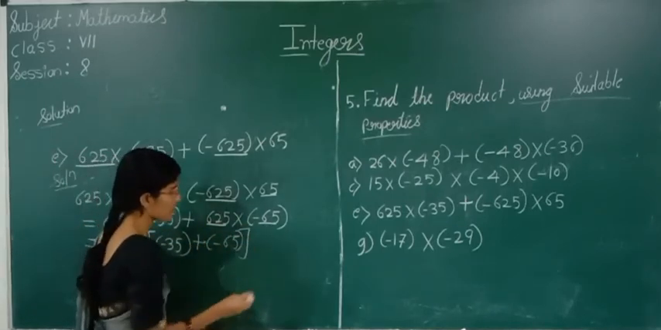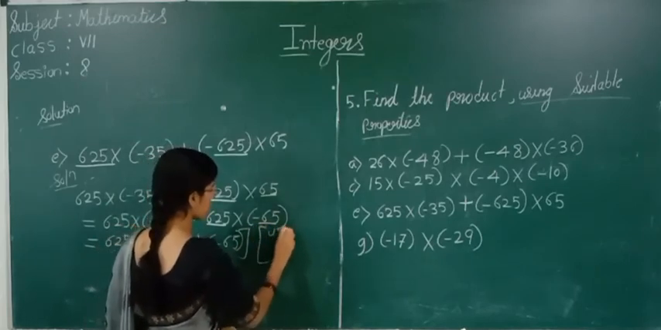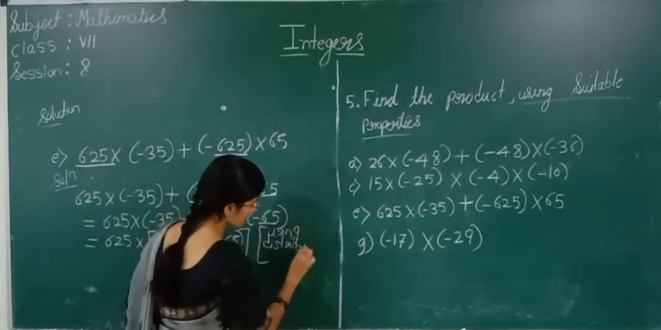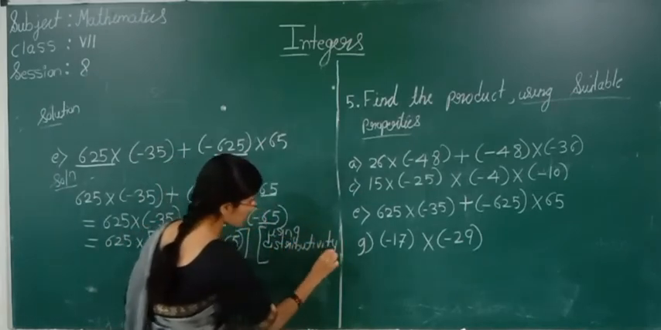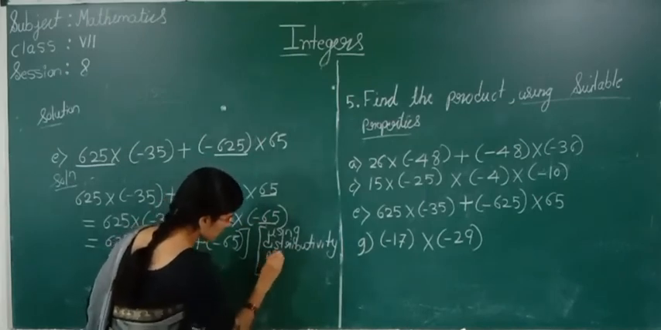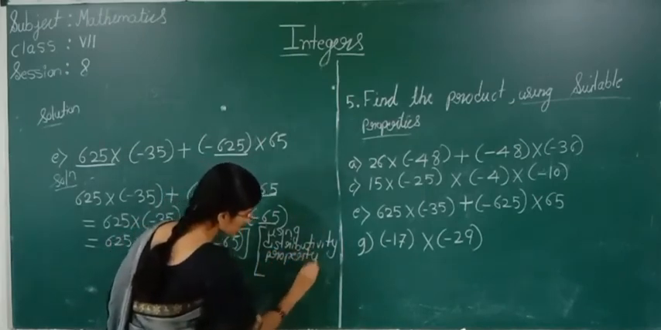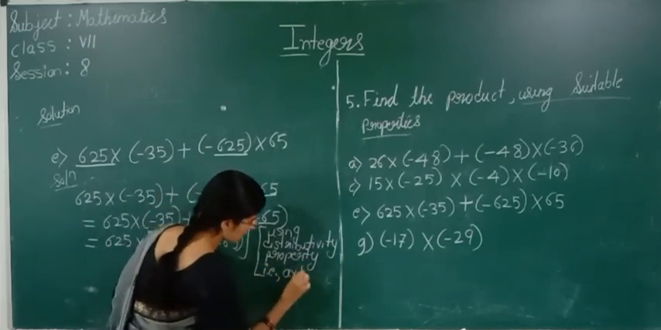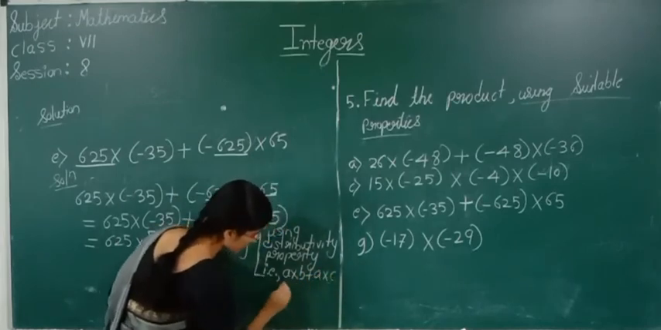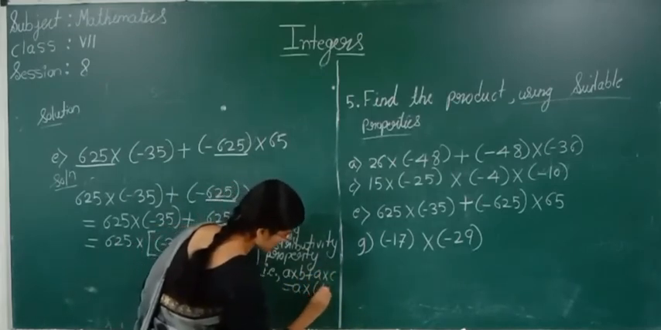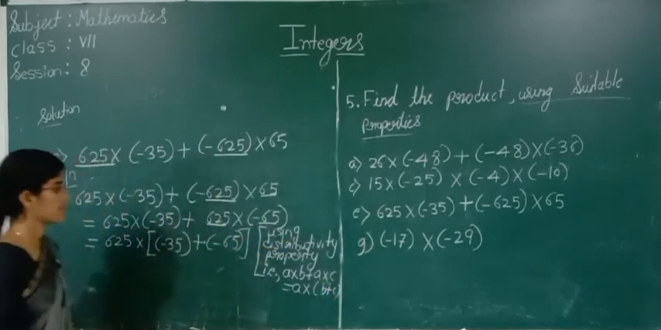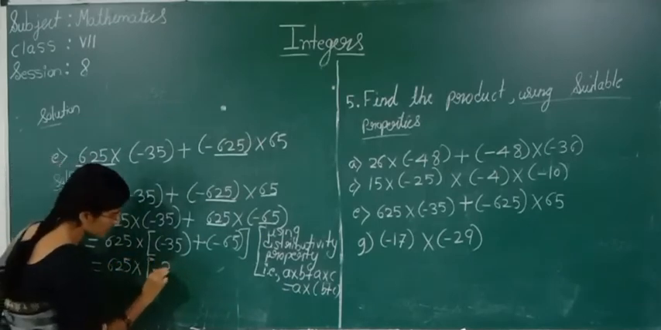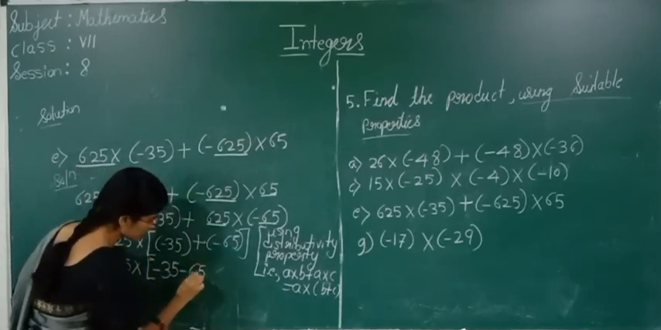Which property we are using here? Using distributivity property, that is A into B plus A into C is nothing but A multiplied by B plus C. Yes. Now see, 625 multiplied by minus 35 minus 65.